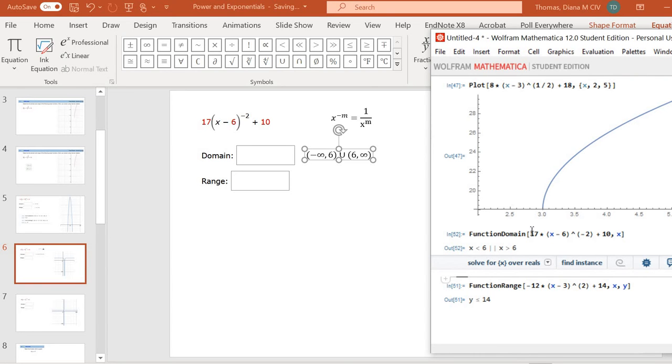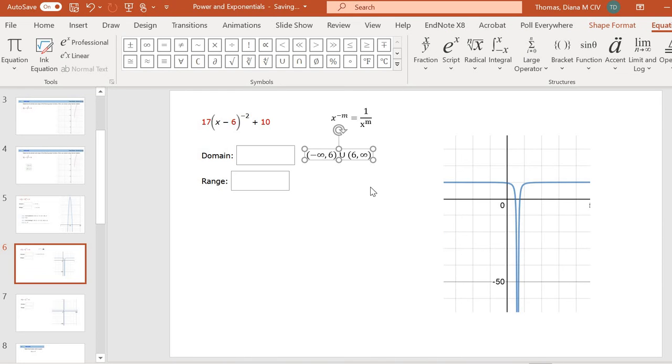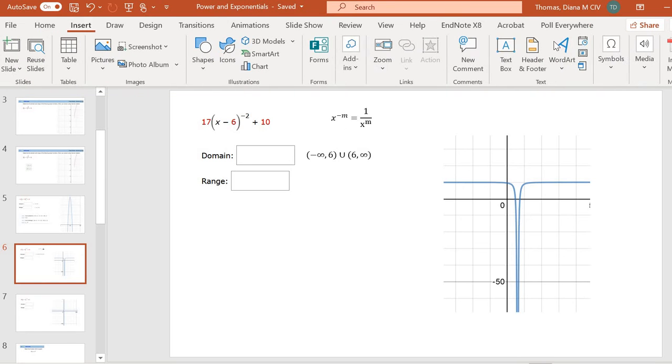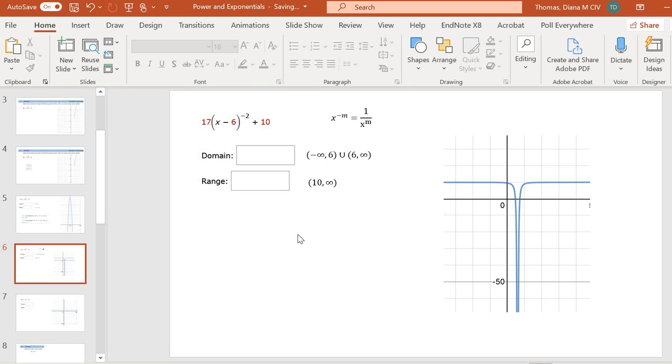Second one, range. Well, that's easy. Let's copy paste and dump it into here and see what happens. Y is bigger than 10. Easy peasy. So let's go over here and type that in. That's going to be insert an equation. Y is bigger than 10. It was open, so 10 to infinity. It did not include 10. So there we go. That's the range.